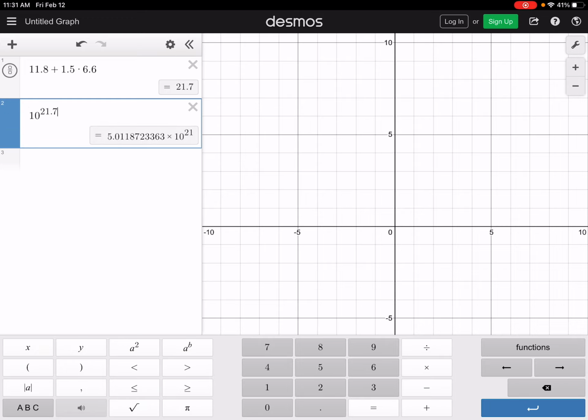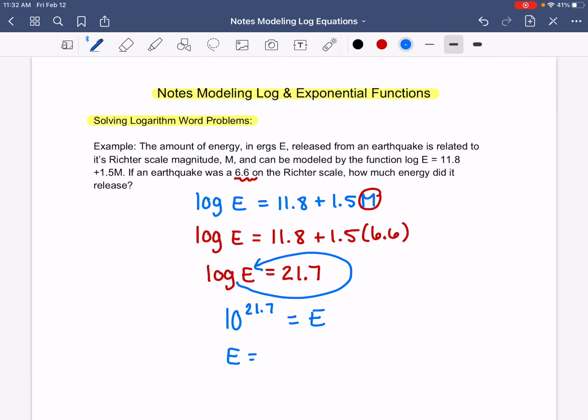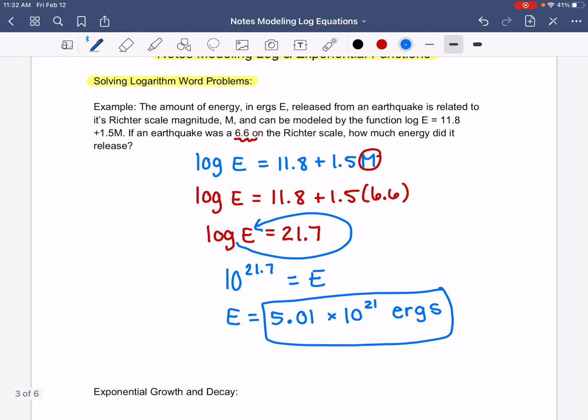It gave it to us in, what's it called? Scientific notation. So usually we only write two places after the decimal, and then we just write the times 10 to the power of 21. So it's 5.01 times 10 to the power of 21. So E equals 5.01 times 10 to the power of 21. And these were ergs, our energy. So that's our answer. If the earthquake was a 6.6, then that's how much energy is released from the earthquake. All right, so that's our log word problem.